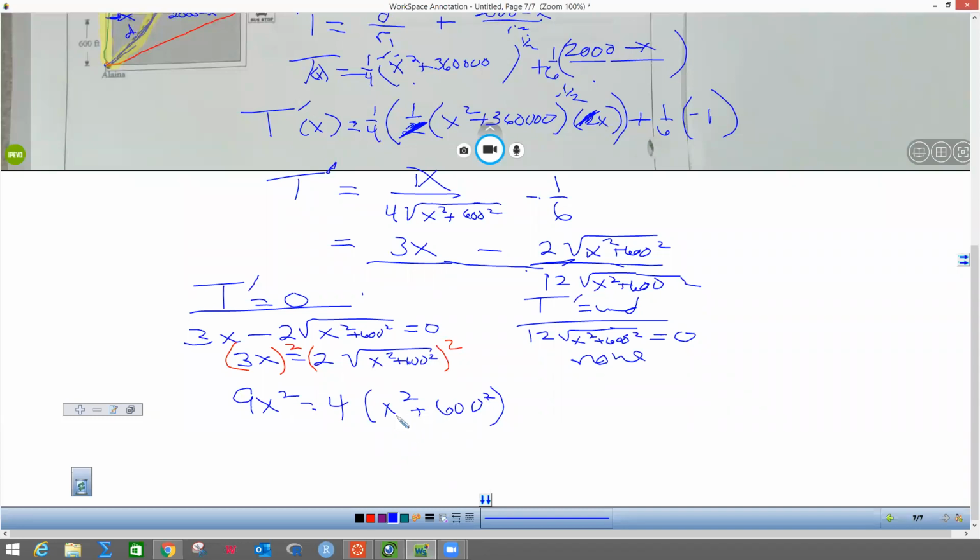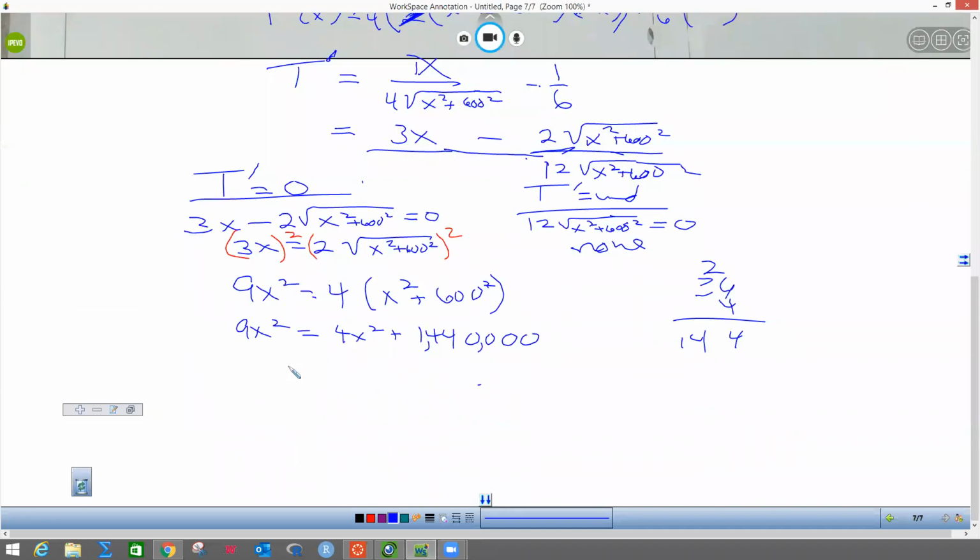All right, so I'm going to distribute that 4, right? So I'm going to get 9x squared is going to equal 4x squared plus, let's see, what's 36 times 4 here? 4 carry 2, 144. So I got 144. Let's see, and I have 1, 2, 3, 4 zeros. So I believe that's what I get there. If somebody has a calculator, would you take 600 squared times 4 and see if I did that right? I hope so. So then I get 5x squared is going to equal this number.